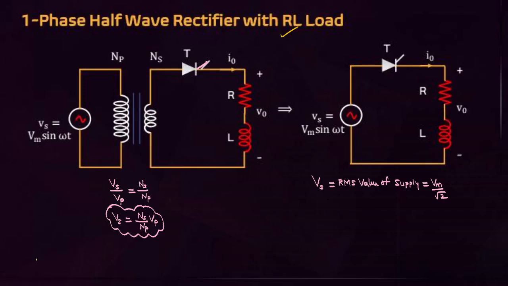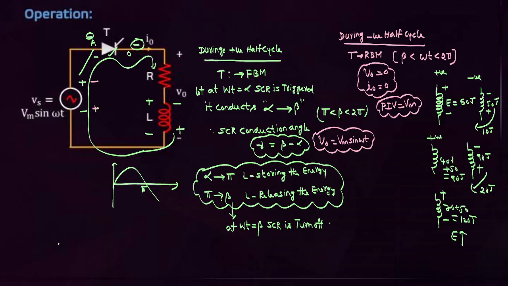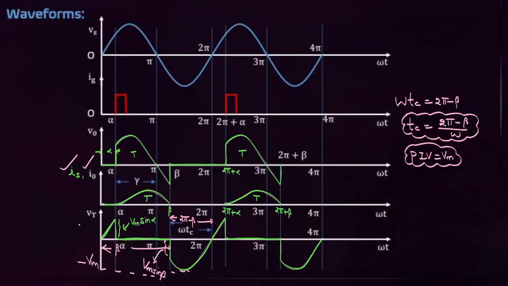The next one is the single phase half wave rectifier with an RL load. Here also you mainly have to concentrate. In the positive half cycle the thyristor will conduct from alpha to beta. That's why the SCR conduction angle is beta minus alpha. Waveforms are not that important, but you have to concentrate on the voltage across the thyristor waveform.